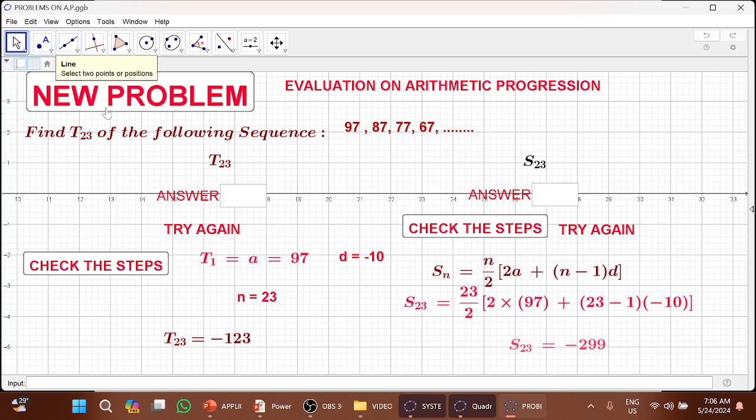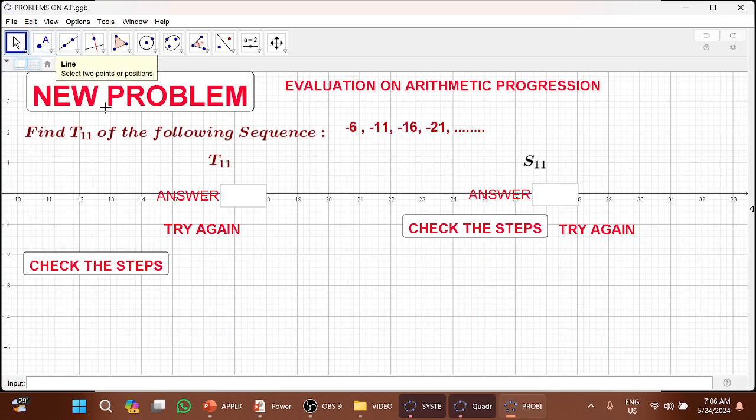This can be used in the class after the topic is over, or this can be used for giving them homework or assignment. Find T11. You see new problem, find T34, T41, T37. Arithmetic progression is being generated by this GeoGebra worksheet.